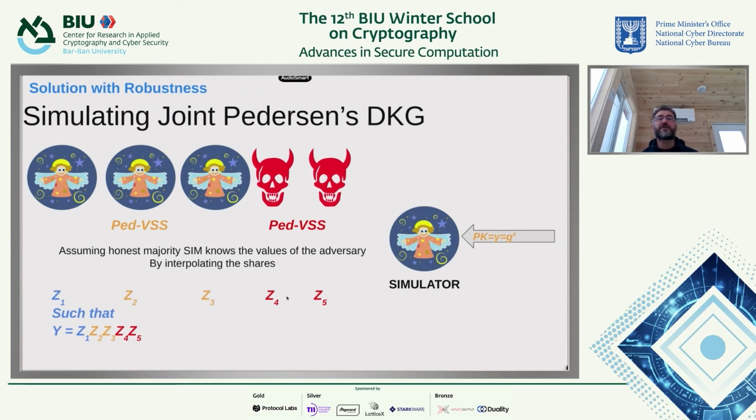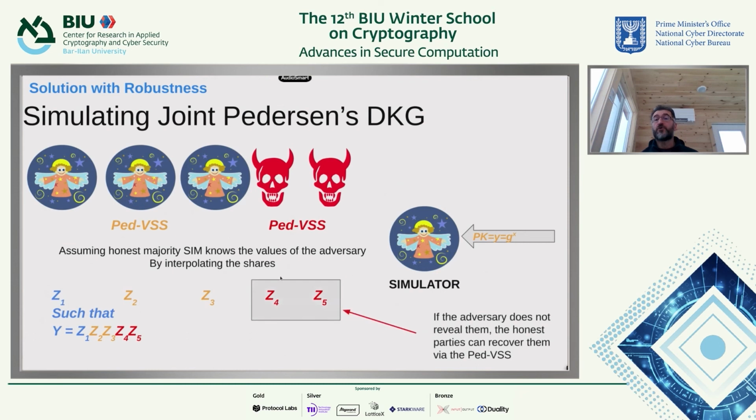Now he knows what z4 and z5 are. He knows because he knows from the Pedersen VSS. And now he can choose a z1 so that he can match this value. If the adversary refuses to reveal the Feldman part of the Pedersen VSS, it doesn't matter because you can still recover these values using the reconstruction procedure of the Pedersen VSS. That's what I meant by a recoverable commitment. And now your simulation is perfect and you have also robustness. There's no abort.